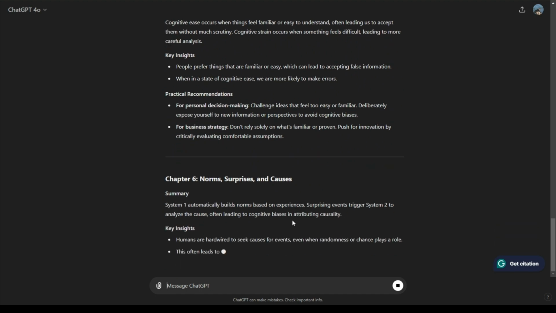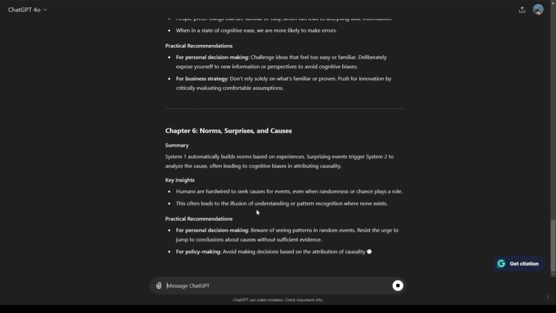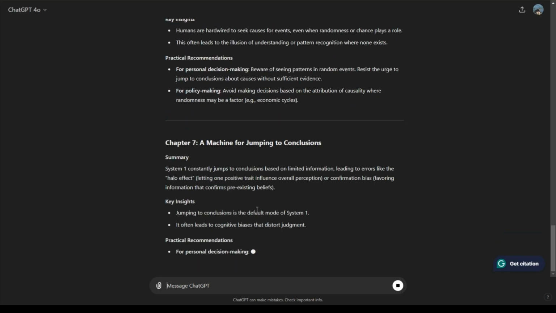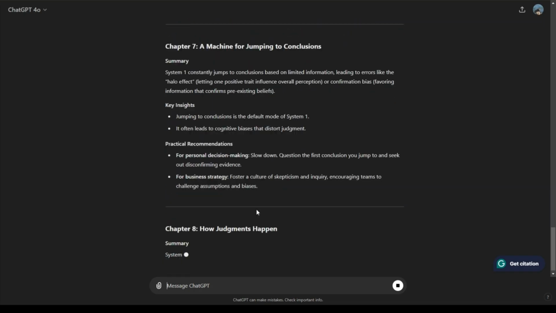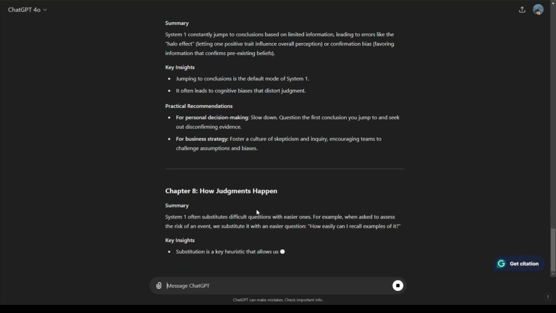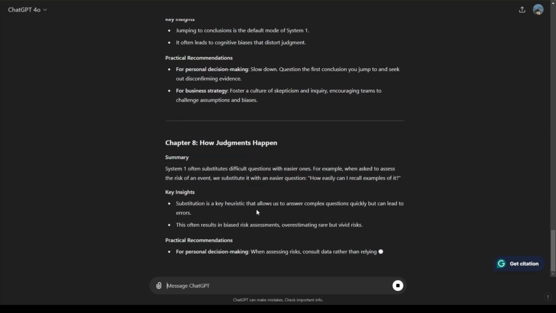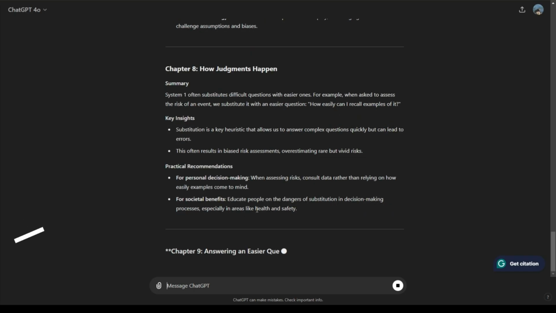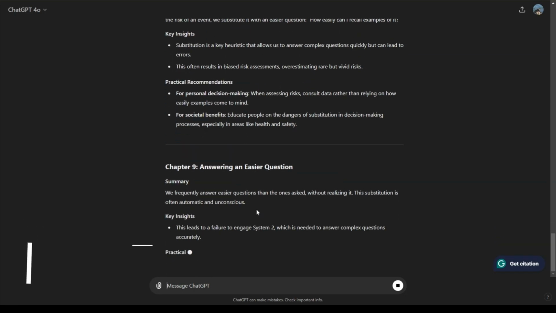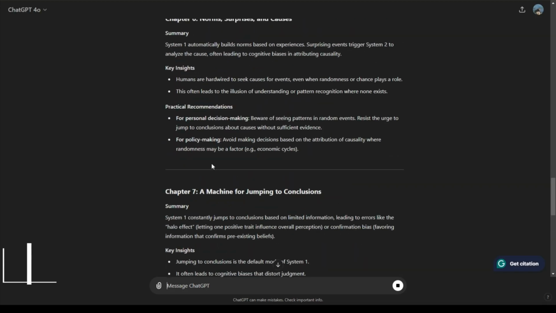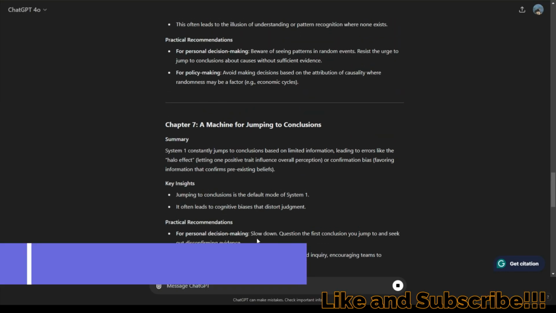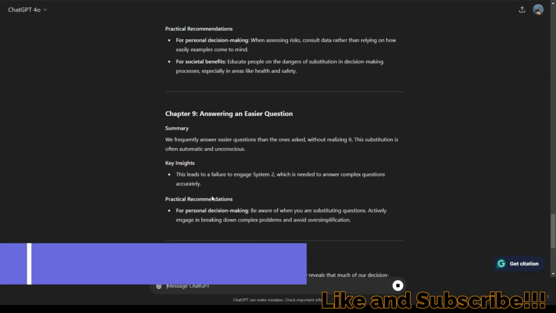Norms, surprises, and causes. Again, the primary discussion in Thinking, Fast and Slow is about system one and system two, where system one is just our default thinking, and system two is where we have to apply critical thinking and so on. So if we look at the output here, chapter by chapter we're getting the summary for the chapter, the key insights and practical recommendations, and so on.